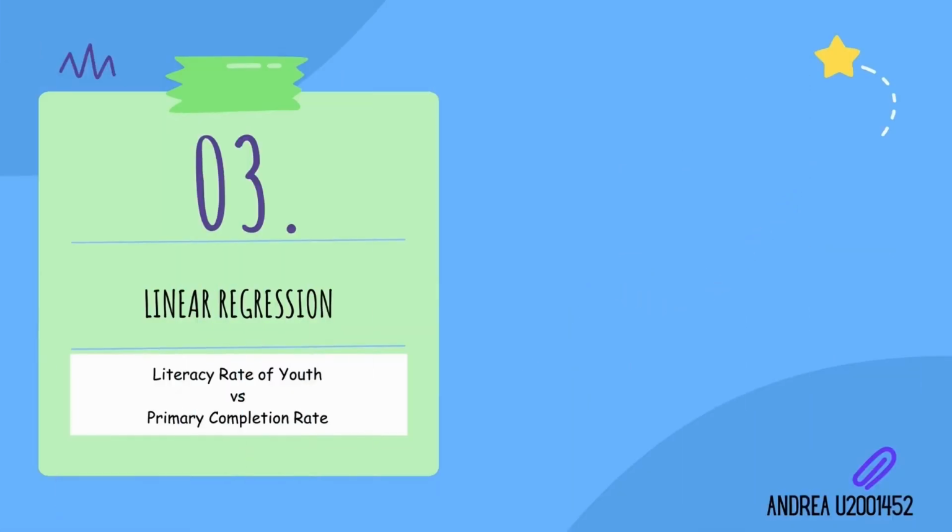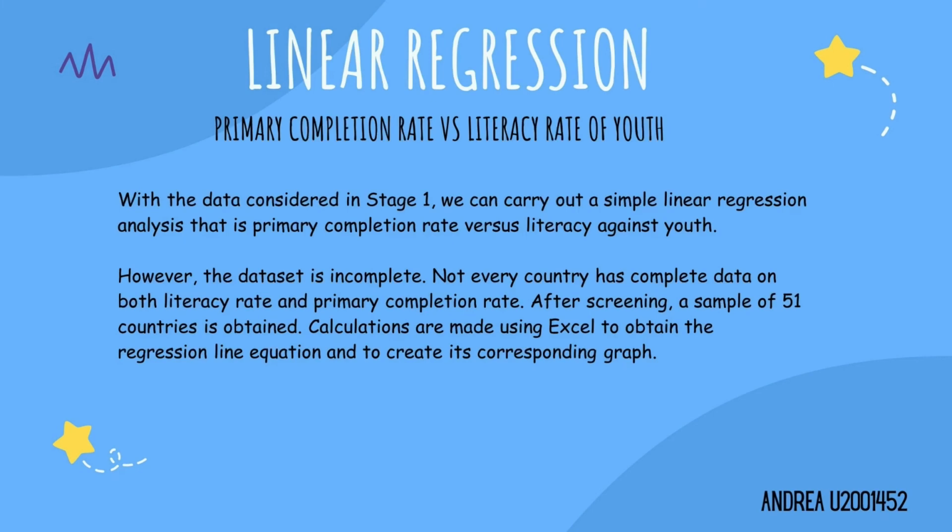Last but not least, we have also carried out a simple linear regression analysis with primary completion rate as x, our independent variable, and literacy rate of youth as y, our dependent variable. We used the dataset from stage 1 to carry out the analysis. However, our dataset is incomplete as not all countries have data for both variables. Thus, after screening, we obtain a sample size of 51 countries.